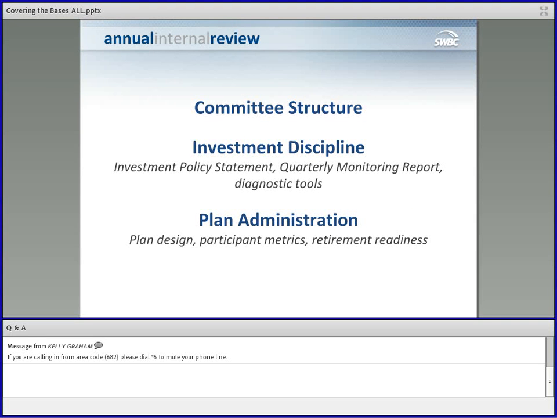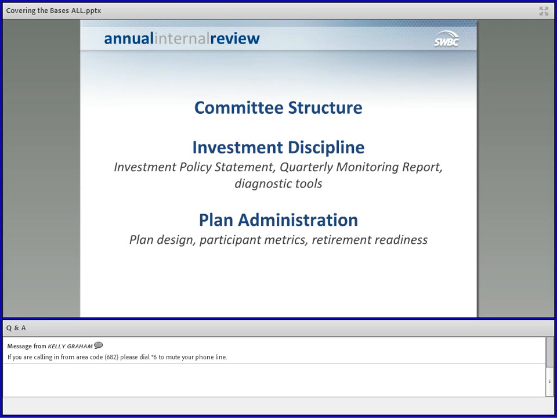So most providers commit to completing a plan review on at least an annual basis. These reviews should have core components that are universal across all plan sponsors and providers. Again, these reviews serve as a supplement to specific meeting minutes and will document the review process and how decisions for improvement and change are reached. So you want to look through committee structure, investment discipline, plan administration. The investment discipline should include things like your investment policy statement, quarterly monitoring report, diagnostic tools, any of the different pieces. You want to review those internally, make sure that you have them in your file so that, again, if you're ever challenged down the road, you have those different pieces you can pull out to prove the investment discipline. Plan administration, again, getting that annual review.